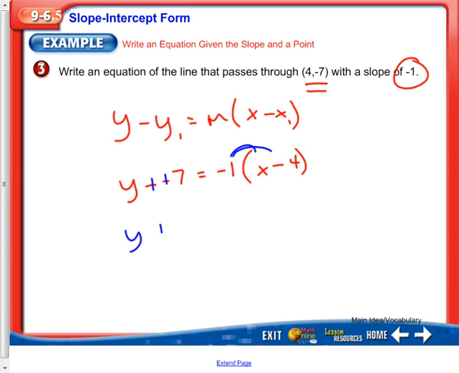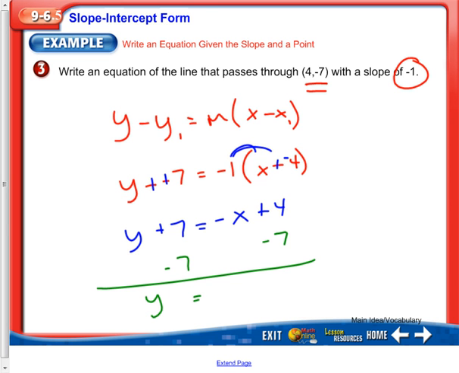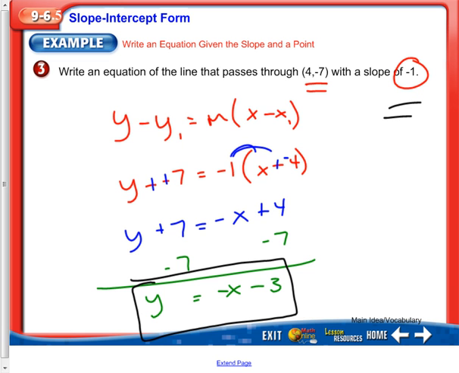So we have y plus 7 equals negative x plus 4. I'm going to say plus 4 because this is negative 1 times a negative 4, and negative times a negative is a positive. Now let's subtract 7 on both sides. So I get y equals negative x minus 3, or plus negative 3. That leaves me with my answer in slope-intercept form, because the slope would be negative 1, which we already knew. It's right there, negative 1. And now the y-intercept we know is negative 3.